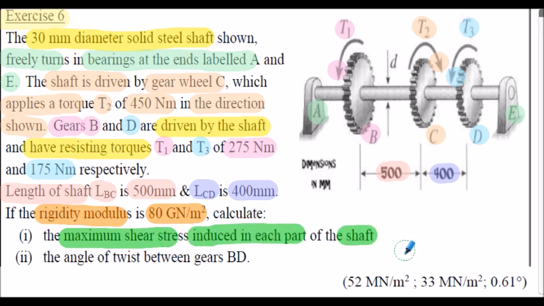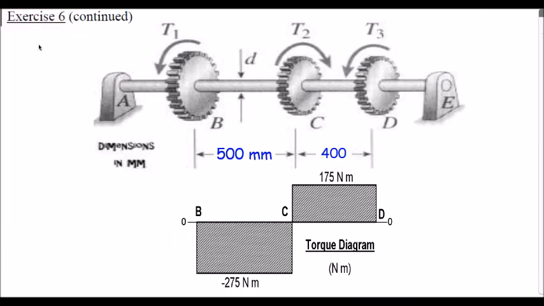So that's in the shaft section B to C and then C to D. And also we're asked to calculate the angle of twist between gears B and D, shown above. The answers are shown in the bracket here. Exercise 6 continued. From the information given, we need to draw what's termed a torque diagram, shown here in Newton meters.